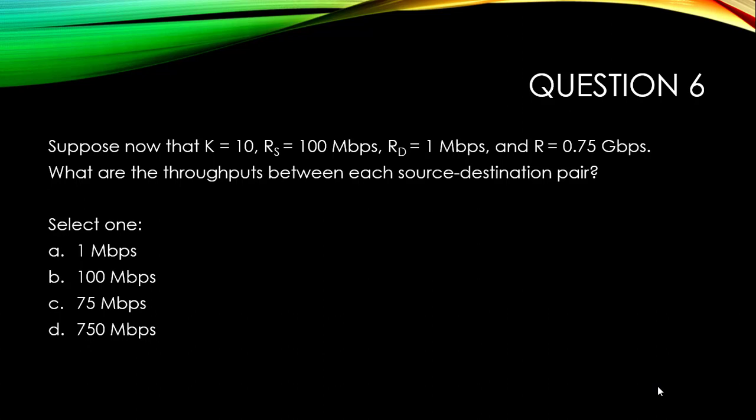So question 6 states, suppose now that k equals 10, RS, which is our capacity link for the source, is 100 megabits per second, RD, which is our capacity link for the destination, is 1 megabit per second, and R, that common link, is 0.75 gigabits per second. What are the throughputs between each source-destination pair? And they've given us multiple options.